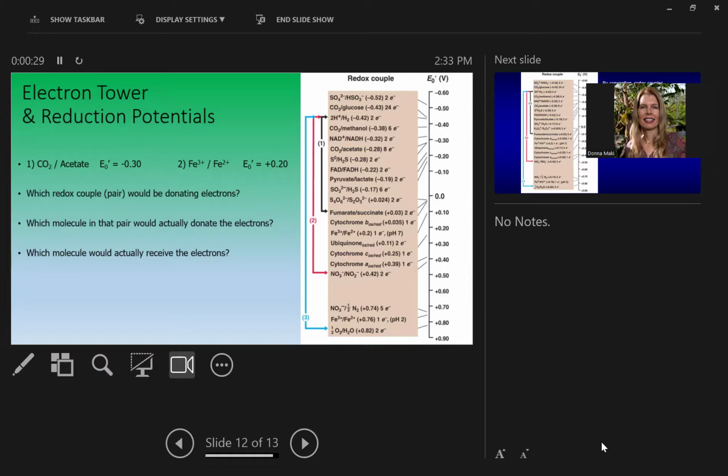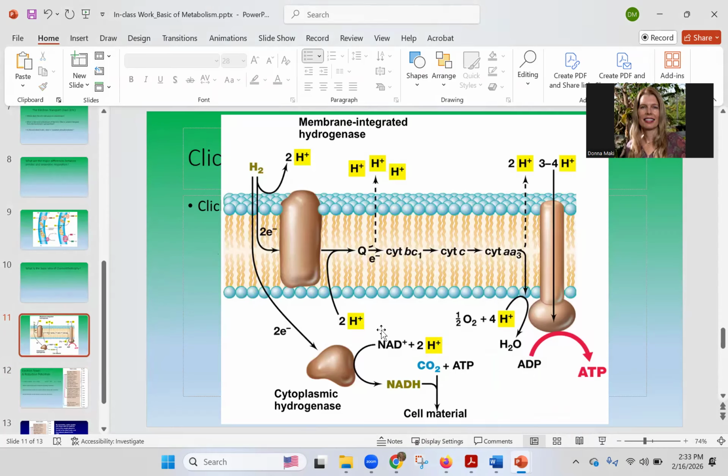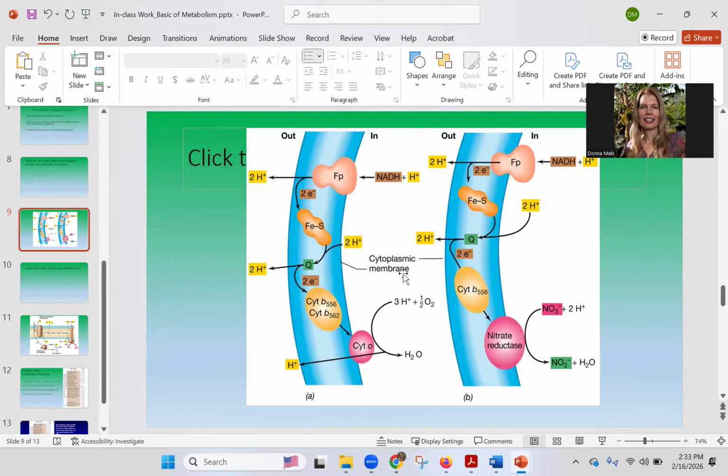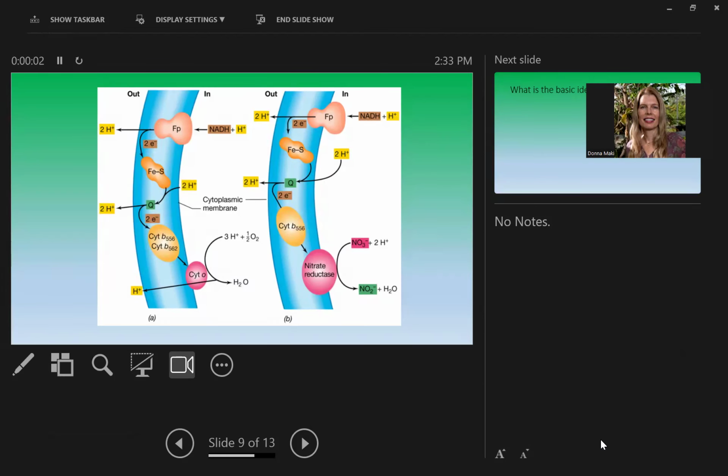So the farther the electron falls on this tower, the more energy you get, the more ATP you get. That's the rule of how they set this up. The farther the electron falls, the more you get in terms of ATP. I'll come back to that slide. So that is kind of getting at the comparison here.